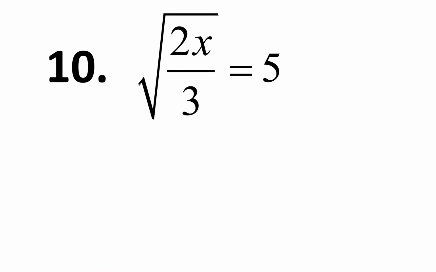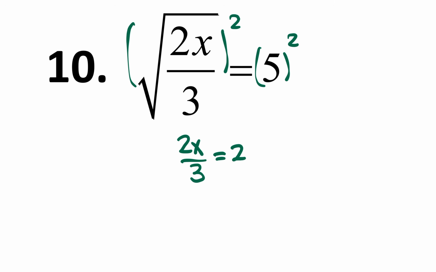Okay, let's move on to the next question, number 10. For this one, we are going to square both sides first. On the left-hand side, we now have 2x over 3 is equal to 25. We then multiply both sides by 3 so we can get x all by itself. So we multiply this side by 3, this side by 3.